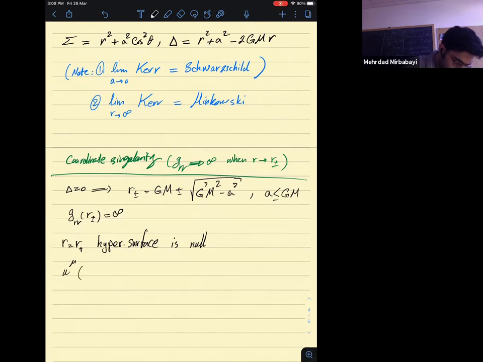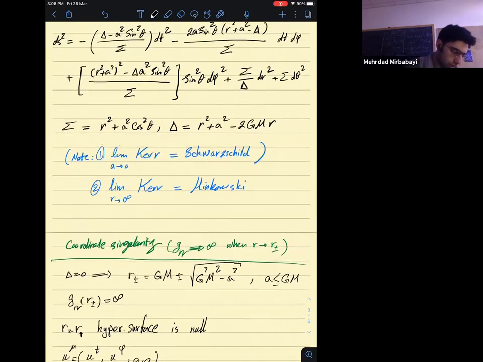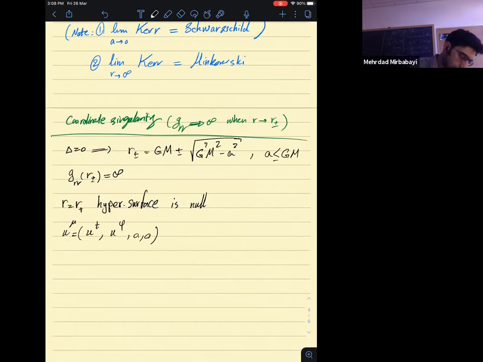Which I want to live in this r equals r plus surface. Therefore, it will not have any u^r component. It has a u^t component and a u^φ component. I set u^θ to 0 too. If you keep it non-zero, it doesn't change my conclusion. So let us consider this metric and a causal curve in this metric with the tangent given by this u^μ.